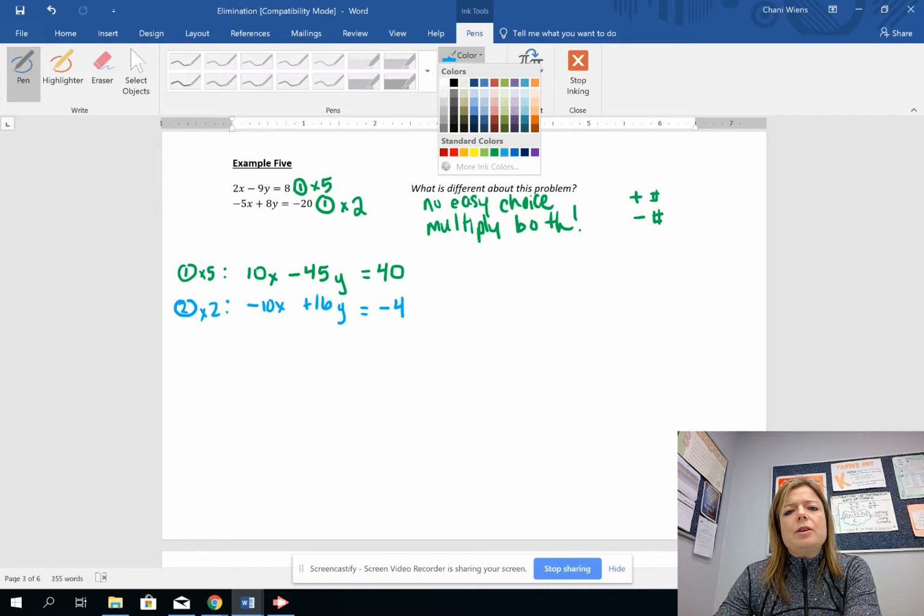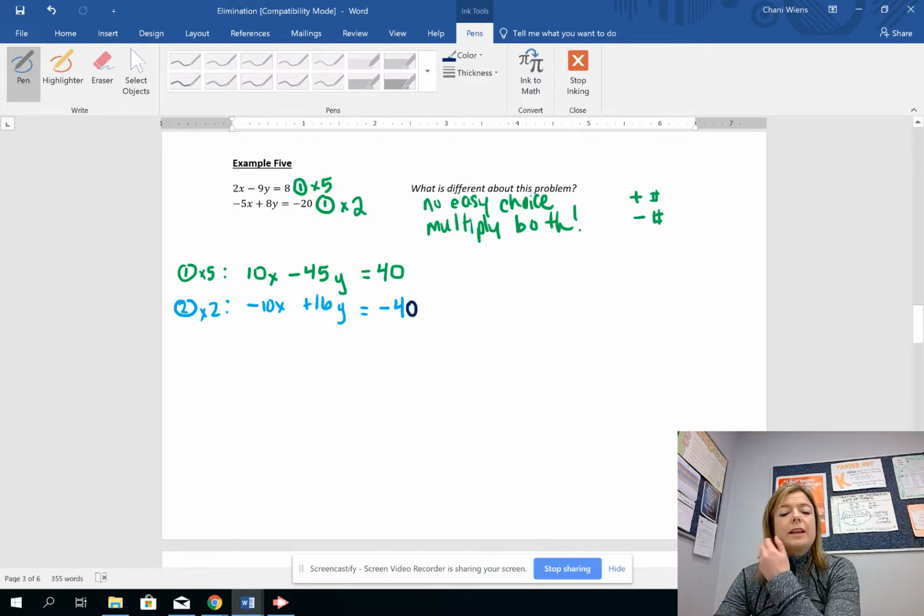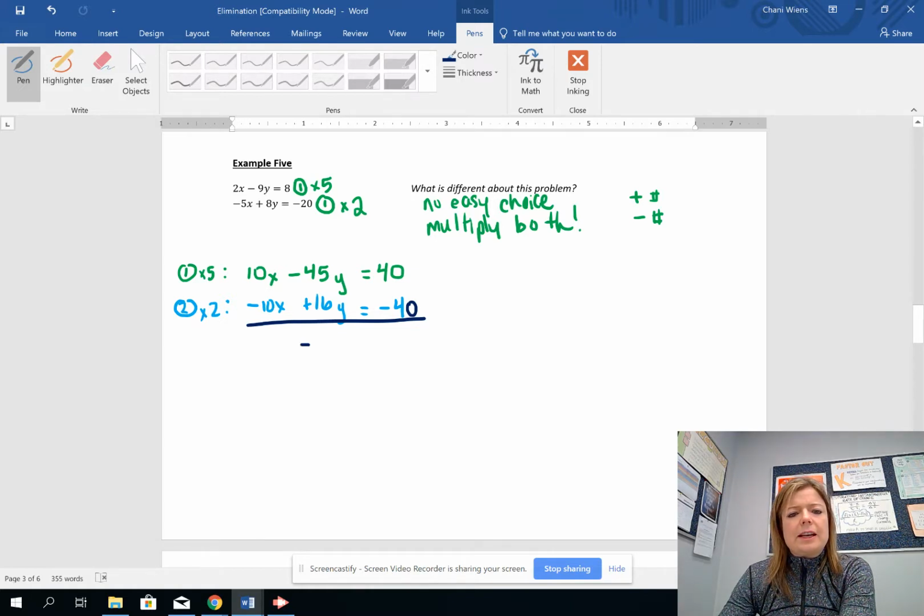Now you may notice that, sorry, that should have been a 40. This is positive 40 and negative 40. So those will also eliminate, but don't worry about that. You'll see what happens with that. So the 10 and the negative 10 eliminate. That's what we wanted. Then we have the negative 45 plus 16, which gives us negative 29y equals 0. So notice that when we divide both sides by negative 29, we still just get 0. So that just means y equals 0 is part of this solution.